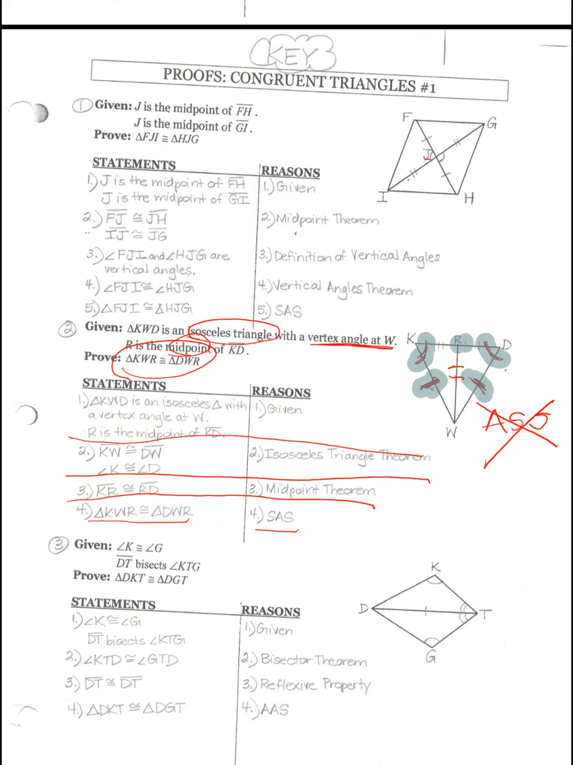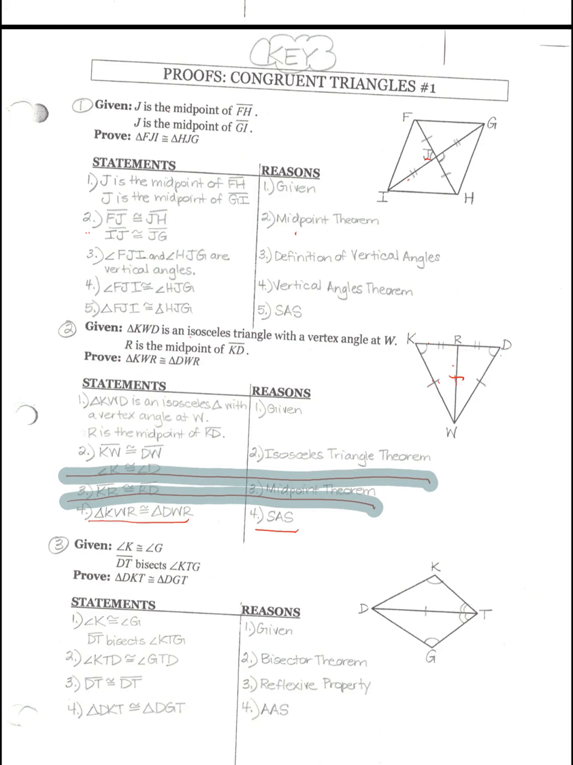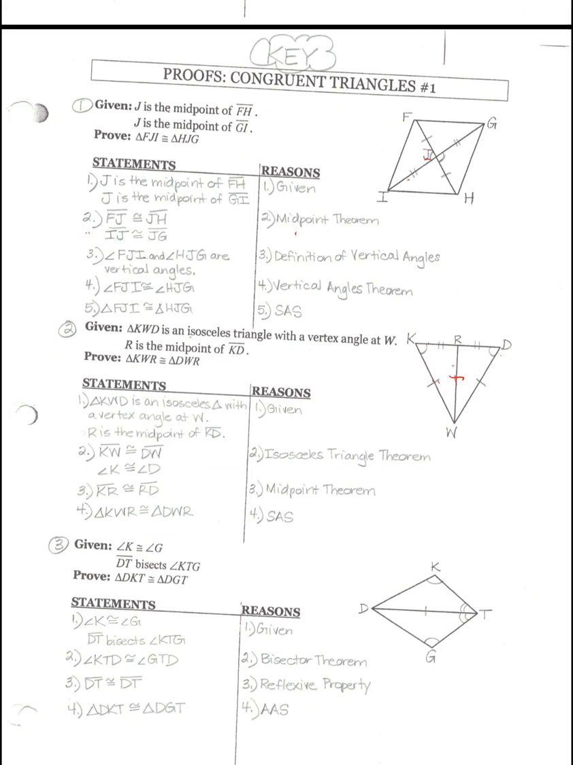Okay? All right. So let's try one more here. And then I'd like you to try these 3 again on your own and then go back and try the next 3, 4, 5, and 6. Okay, third proof. We're told angle K is congruent to angle G and segment DT bisects angle KTG. With just that information, prove that triangle DKT on top is congruent to triangle DGT on bottom.